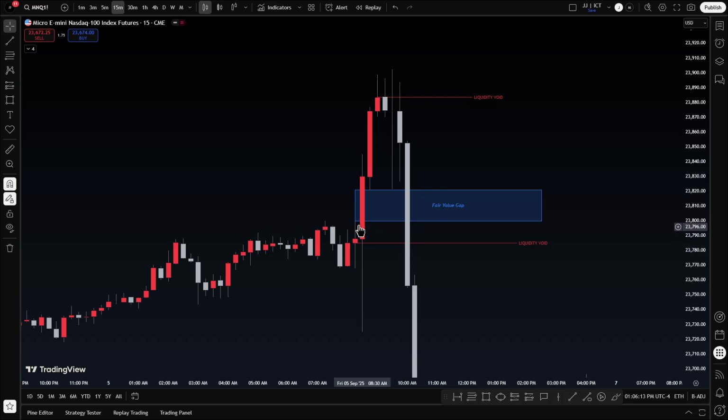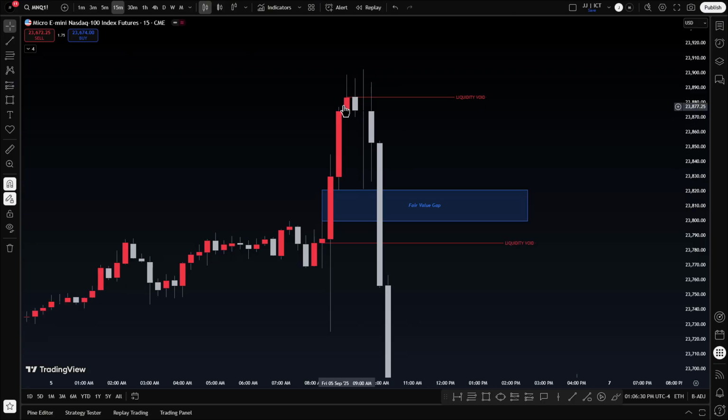So, from the start of the liquidity void, and when I say start, I mean the first fair value gap, you want to mark the open of the first candle of the first fair value gap, and then at the end of the liquidity void, which is the last fair value gap of the liquidity void, you want to mark the close of the third candle, okay? You got that? The close of the third candle. If the third candle of the last fair value gap is bearish, you want to mark the open of it. Okay? You want to mark the open.